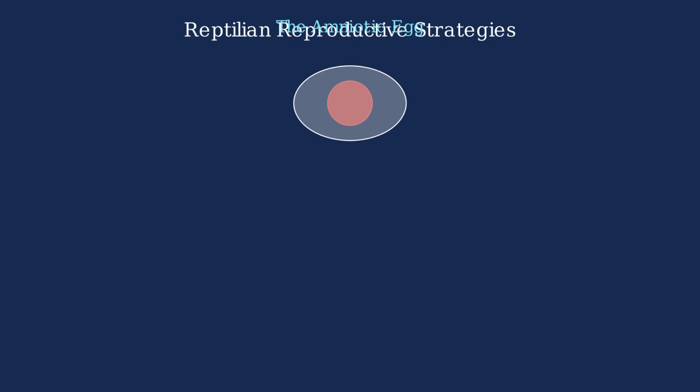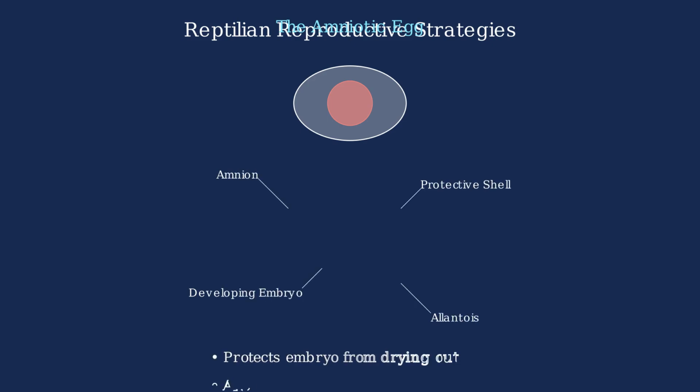Reptiles revolutionized terrestrial life with their amniotic egg, which contains several membranes and a protective shell. This specialized egg protects the embryo from drying out, provides nutrition through yolk, and allows complete development away from water.